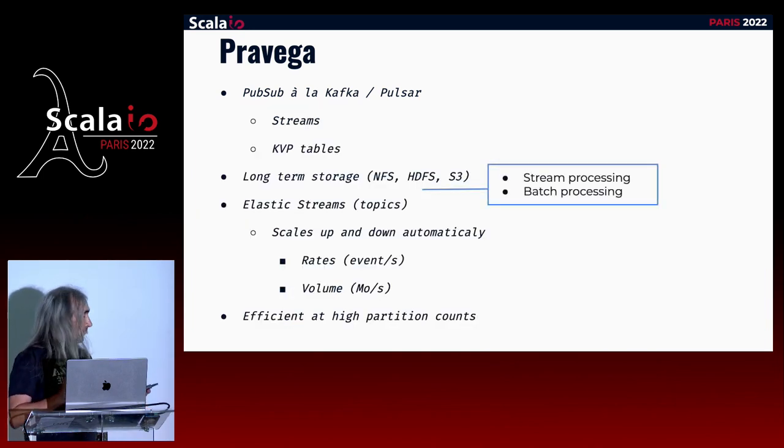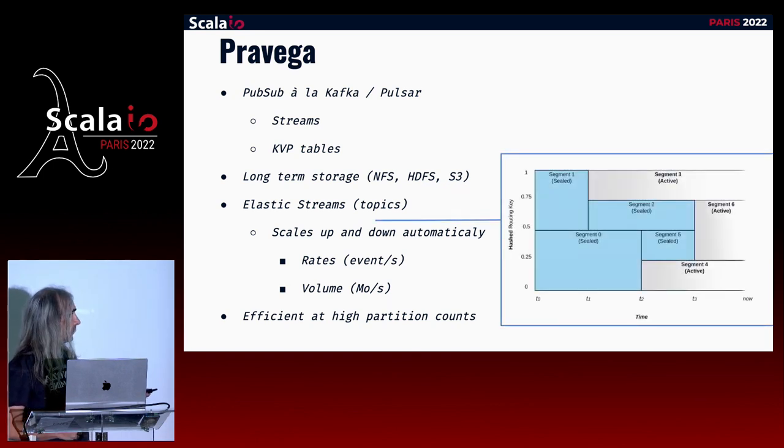Also, a difference with Kafka: it has a long-term storage. It means that your events won't disappear. They will be stored in NFS or HDFS or S3 and other storages. That means that you have the same data store for your streaming processing and also for your batch processing. For people who are using Kafka, it's quite a nice feature. You don't have to pull all the data somewhere. It is done out of the box.